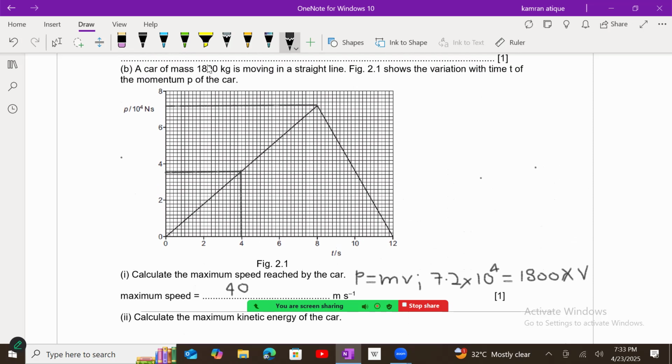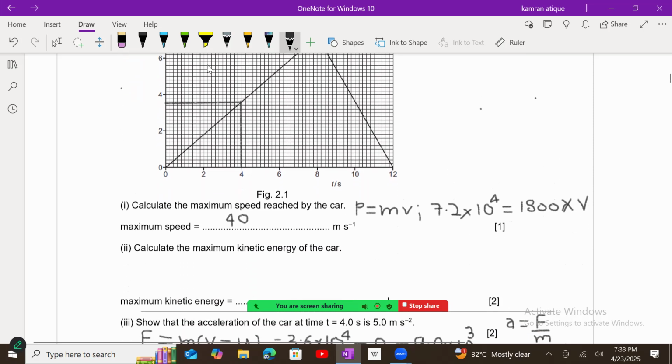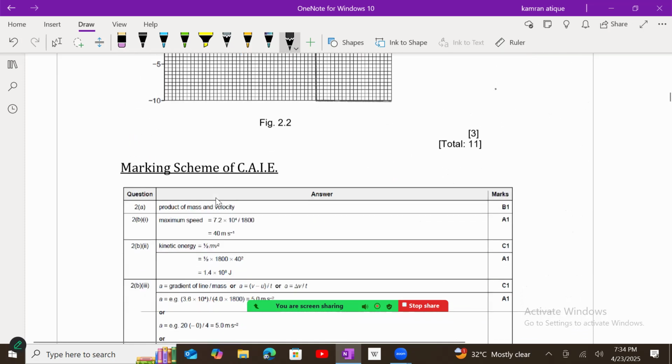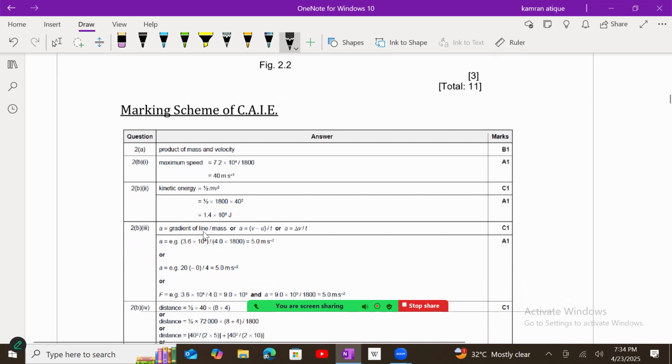So half into 1800. And as far as the v squared is concerned, you have to put the value of 40 squared, or I'm saying 40 into 40. So in this way, you'll obtain the maximum value of kinetic energy, which will be obtained as the answer given here: 1.4 into 10 raised to the power 8 joules. Half into 1800 into 40 squared is obtained as that.